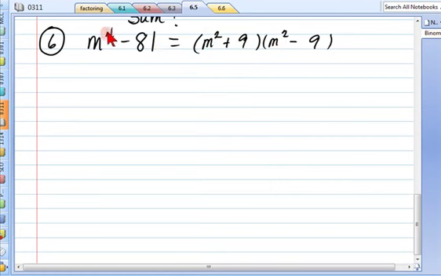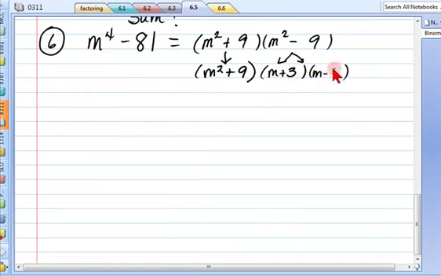Now, because this exponent was bigger than a 2, I've still got m squared. This factor is a prime factor because it's the sum of two squares. I definitely cannot do anything more with it. But this one is the difference of squares, isn't it? So I can factor that factor further. How does that factor? M plus 3 and m minus 3.